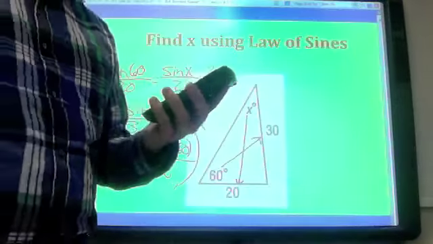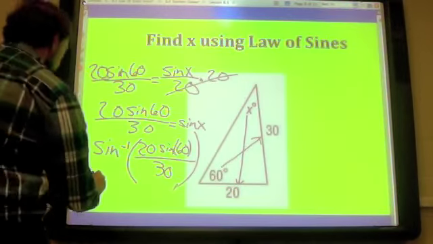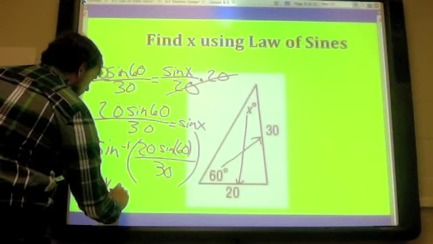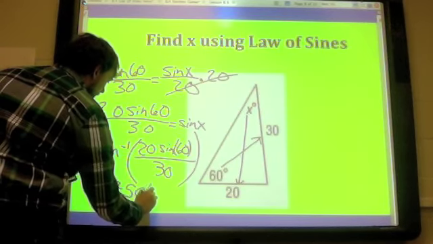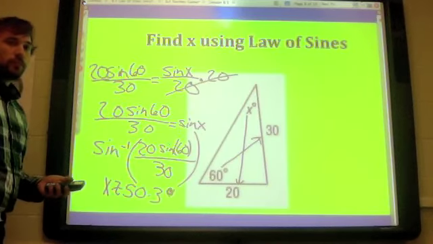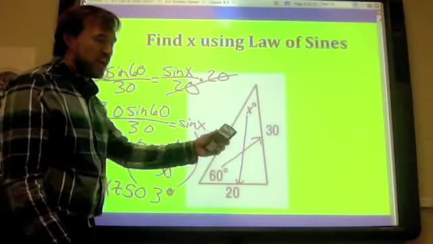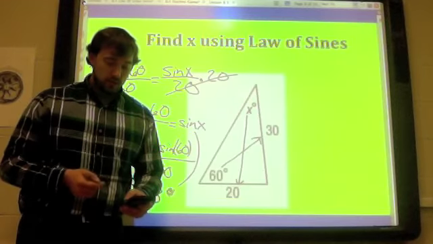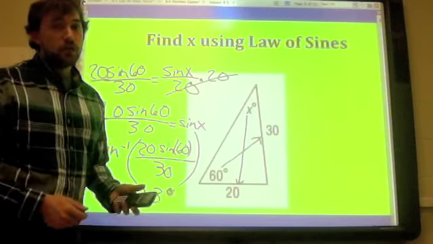Okay? It's going to be 50.3. So x is approximately 50.3 degrees. Why did I put the degree mark on there? Because it's an angle. That's why. Exactly right. And that's how you do it, ladies and gentlemen.